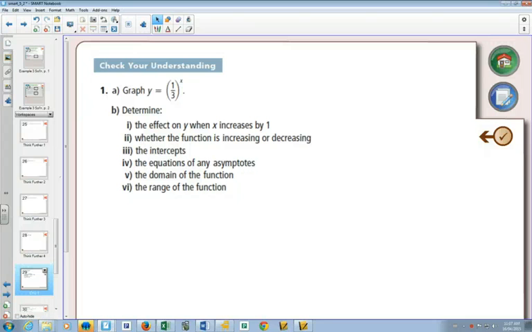So graphing y equals (1/3)^x. You see that it's an exponential one. The base is 1/3. This is a basic parent graph. And so all you're going to need to do is make sure you have your asymptote at y equals 0.